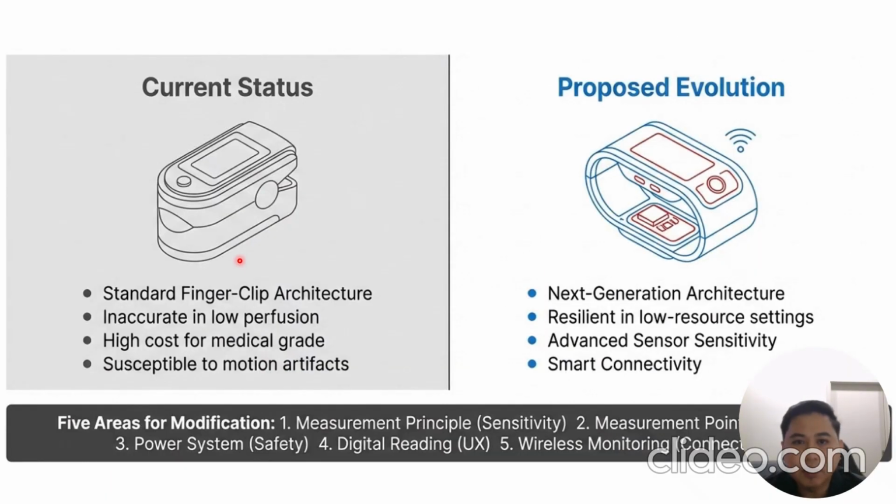These limitations bring us to the need for design modification. The current standard is the finger clip architecture, which is susceptible to motion and inaccurate in low perfusion states. The proposed design focuses on a few key areas. For example, for the measurement principle, we want to increase sensitivity. And for the user experience, maybe we want to use digital reading improvements, like advanced sensor sensitivity and smart connectivity by using wireless monitoring.